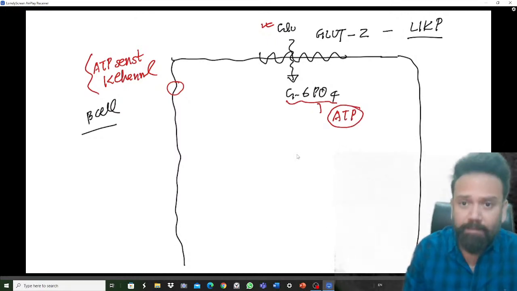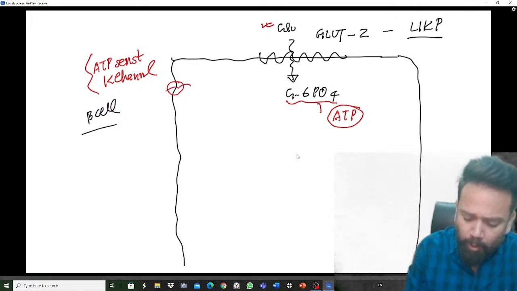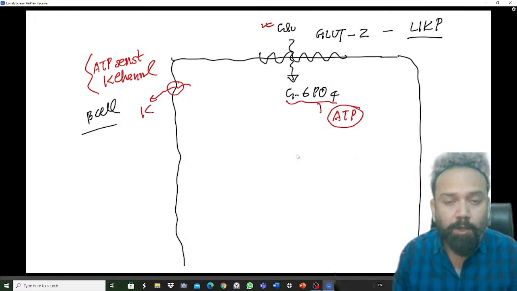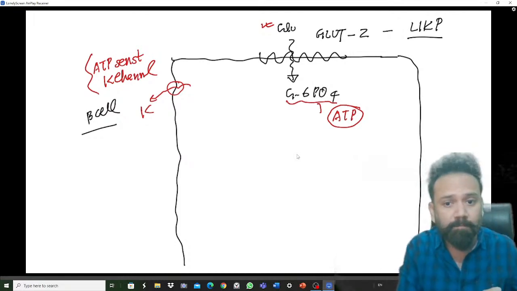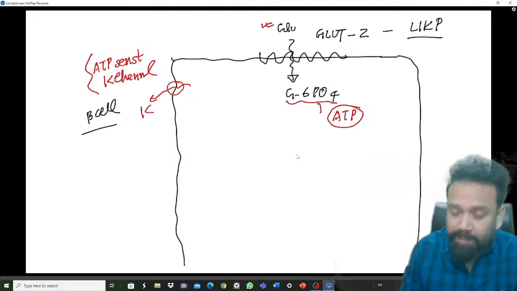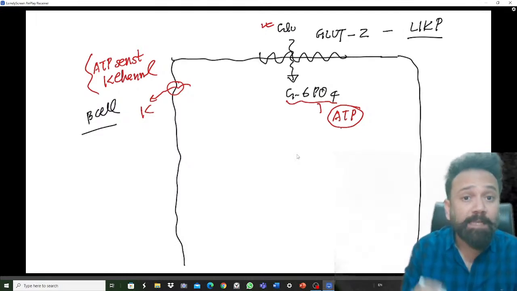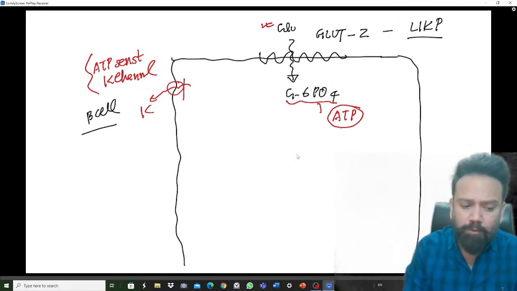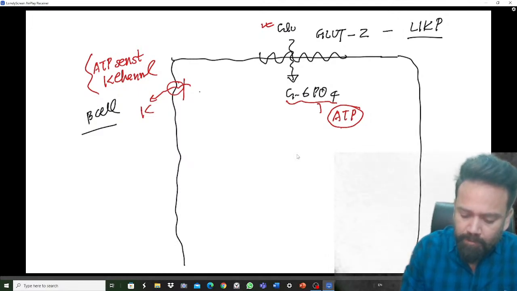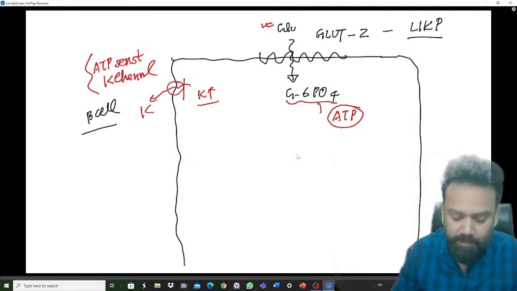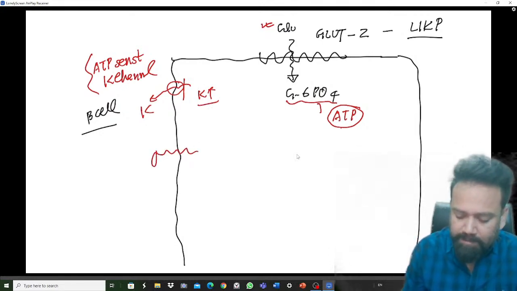Now, normally potassium keeps on moving outside. Is potassium more inside the cell or outside the cell? Inside the cell. So potassium will keep on moving outside. But when we take the food, ATP is formed, and this ATP sensitive potassium channel will close. Yes or no? And if that closes, don't you think potassium will increase inside? That will cause depolarization, and that will open the voltage gated calcium channel. Yes or no?